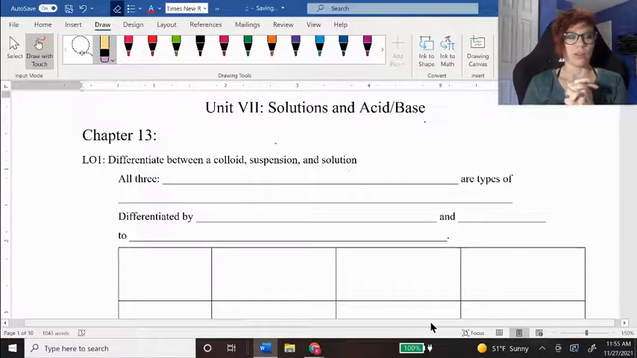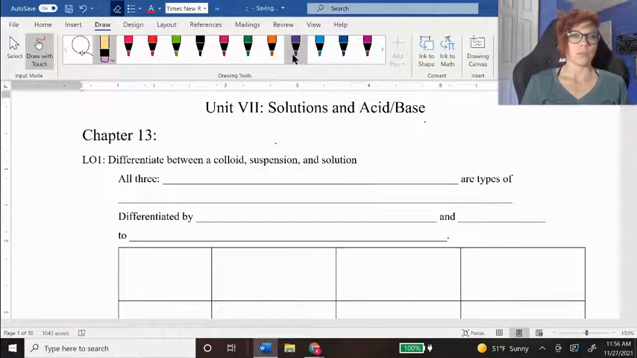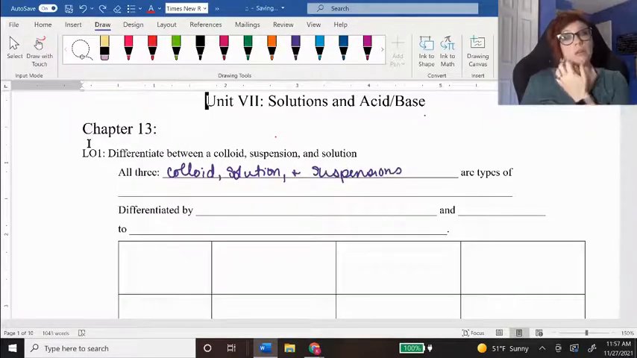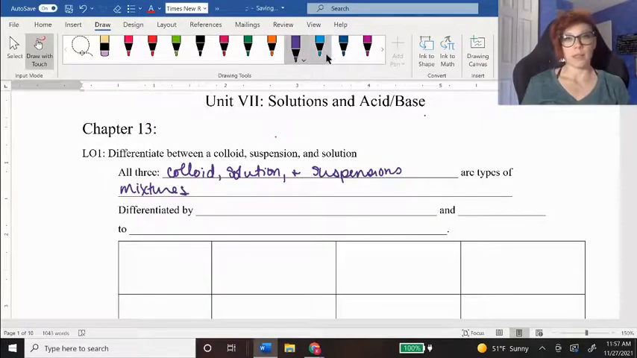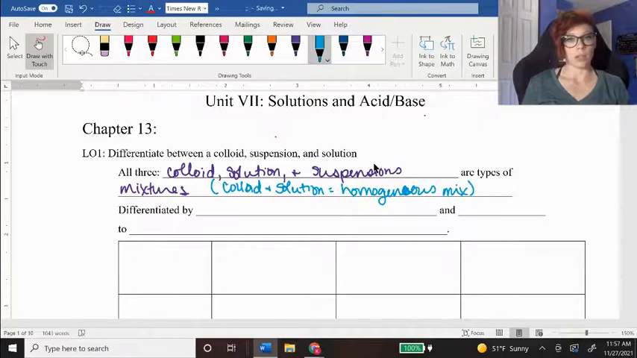All right, so learning objective 1 is to differentiate between a colloid, suspension, and solution. All three of these, colloid, solution, and suspension, are types of mixtures. Depending on what they are, your colloid and solution are considered homogeneous mixtures, and your suspension is actually a heterogeneous mixture.